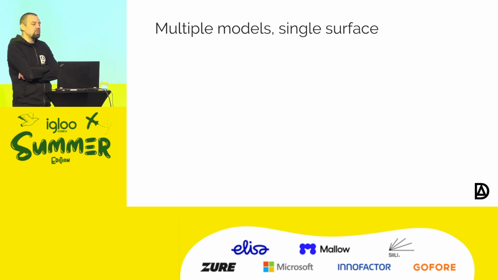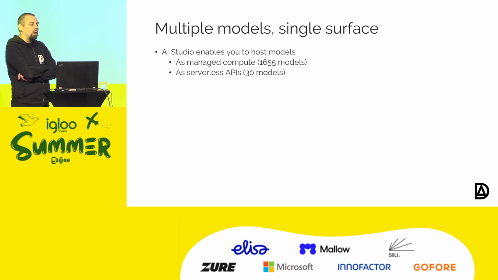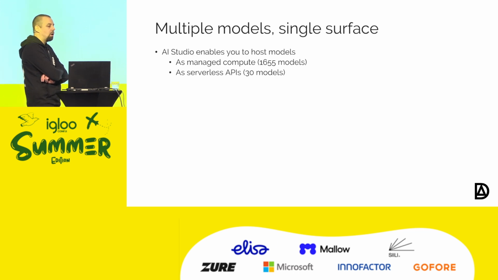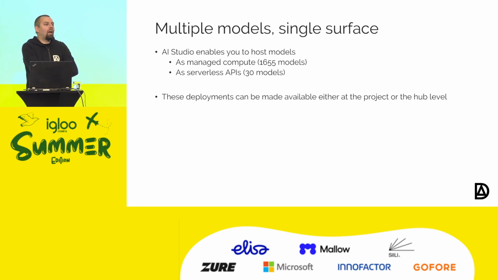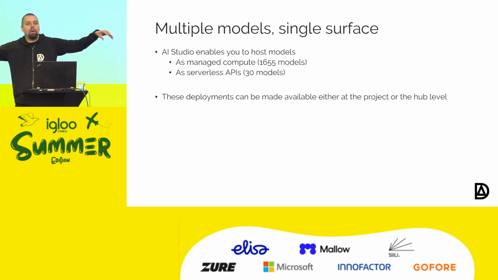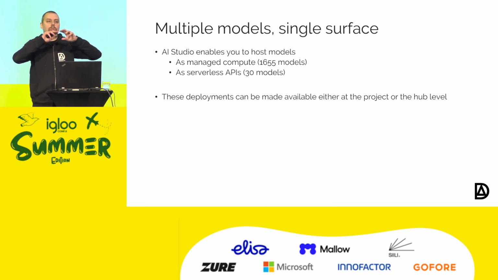So essentially what we have is multiple models under a single surface. We can host those 1,600 models in VMs, but as serverless, only 30. You can have these models deployed at an AI project or at the hub level, depending on how you want to share them, and what's your way of arranging resources.